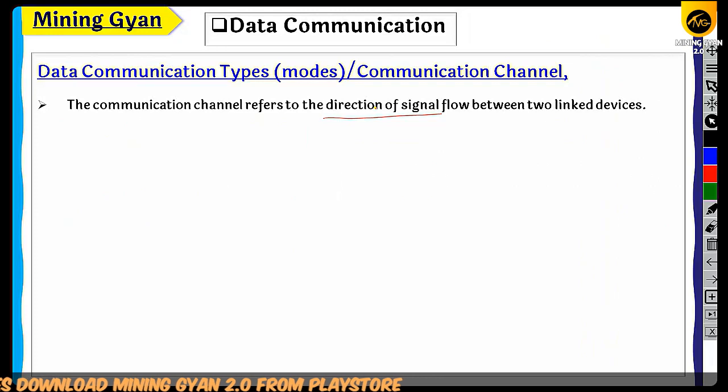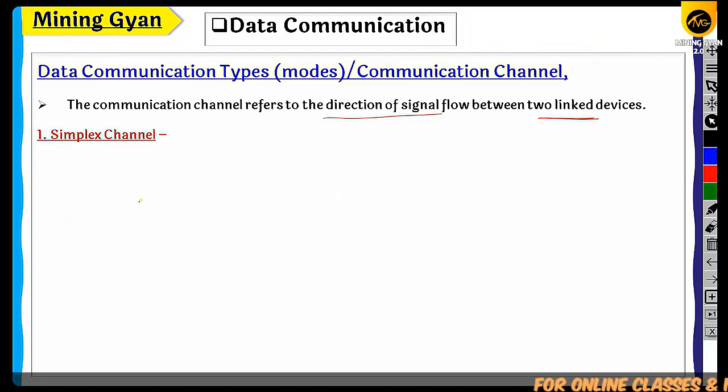So what will be transferred from one place to another place? The data is transferred from one place to another in the form of signals. Now, what is the direction of signal flow between two linked devices? That is called the communication channel.